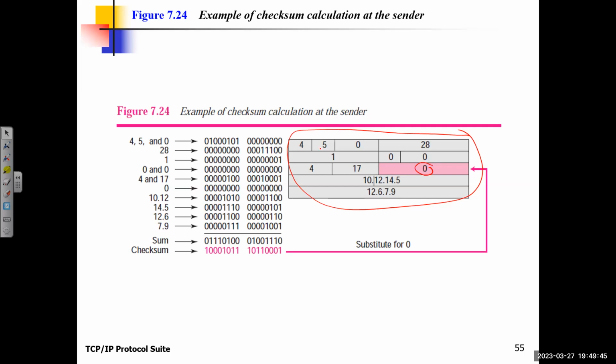You divide your header into 16 bits and stack them on top of each other. For example, the first 16 bits are 450. You translate it to bits: 4, 5, and 0. Remember, the 0 is 8 bits. Perfect. Now 28.